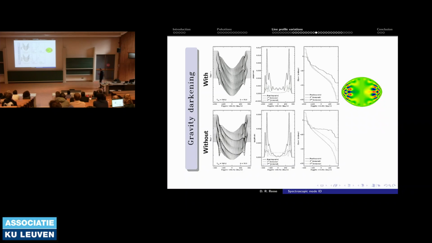It's also interesting to try to compare the line profile variations you get when you take gravity darkening into account and when you ignore it. So the upper three panels correspond to including gravity darkening, whereas the lower three shows what happens when you ignore it. So I think that must be around 60% of the rotation rate. You can see that it's fairly similar, but the mean profile is a bit deeper in this case than in that case. So it does have somewhat of an impact.